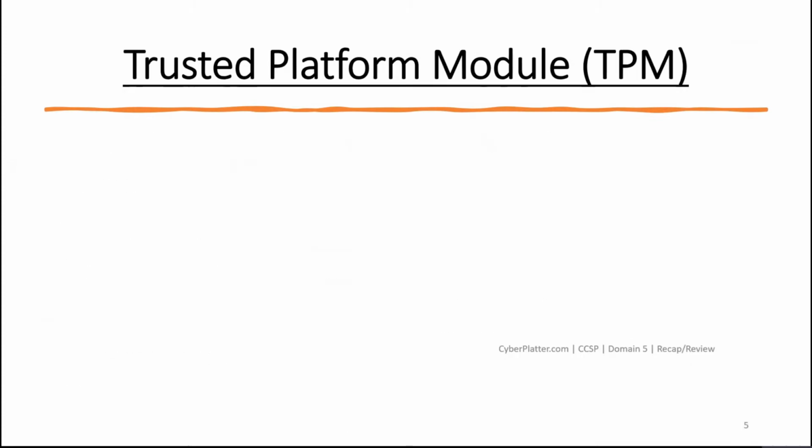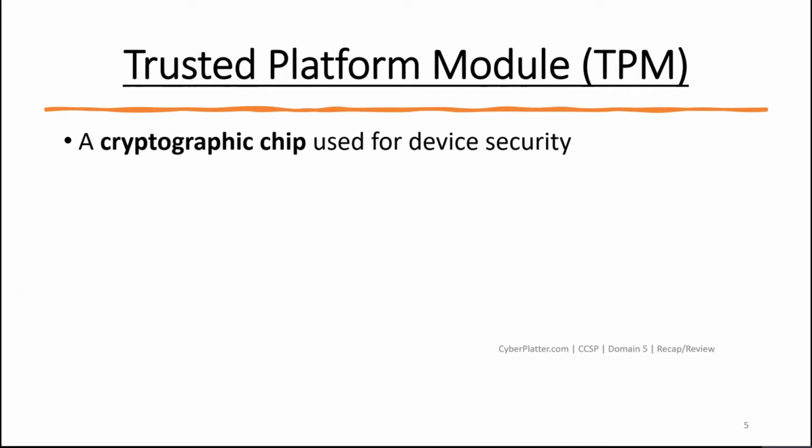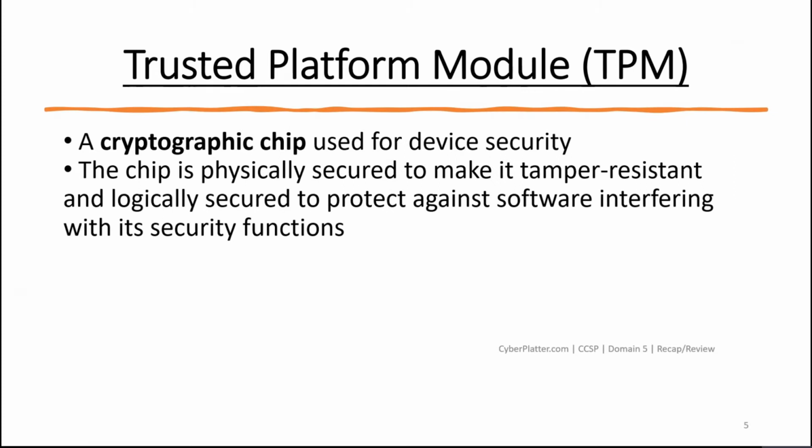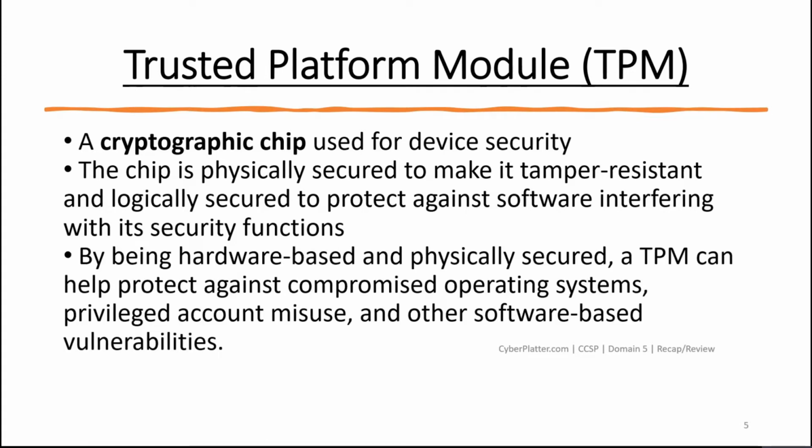Trusted Platform Module (TPM), a cryptographic chip used for device security. The chip is physically secure to make it tamper-resistant and logically secure to protect against software interfering with its security functions. By being hardware-based and physically secure, the TPM can help protect against compromised operating systems, privileged account misuse, and other software-based vulnerabilities. UEFI's root of trust is TPM.